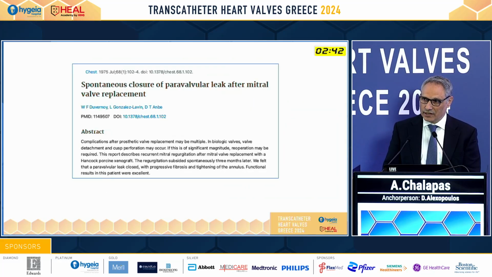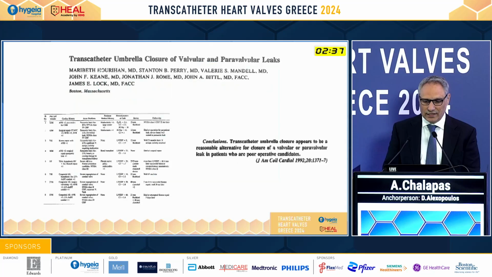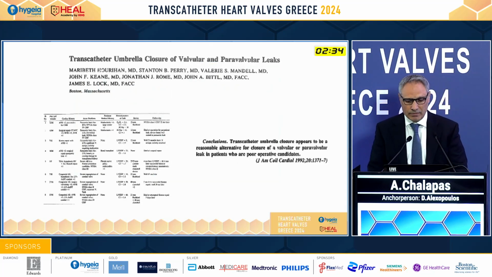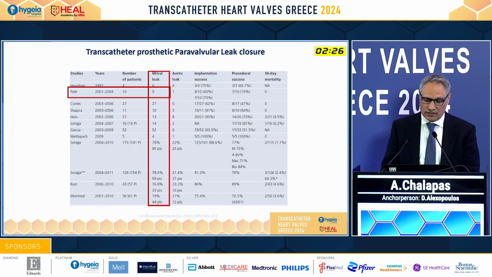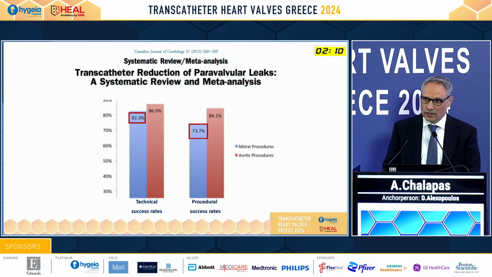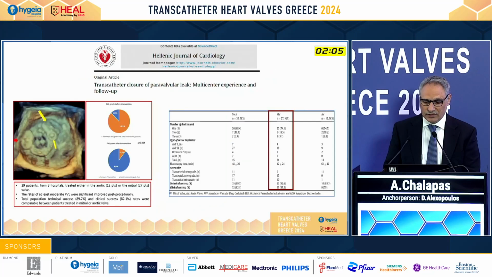And this is the first publication in Chest in 1975 showing the spontaneous closure of a paravalvular leak. This is the first publication in 1992 in JACC, coming from Hourihan, for a percutaneous approach for para-aortic defects, and the first publication for paramitral defects was done by Pate in 2001 with a small series of cases. Since then, there are several publications from small series and observational studies showing satisfactory high technical success rates, more than 80 to 85% of the cases.